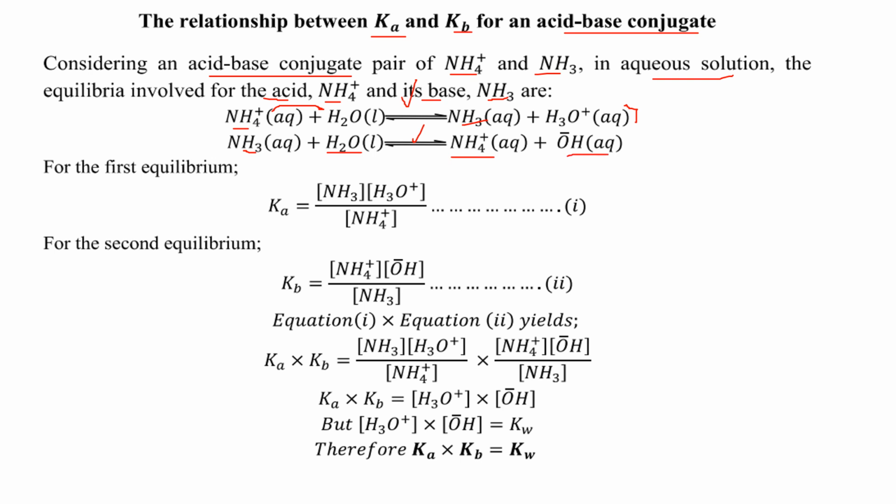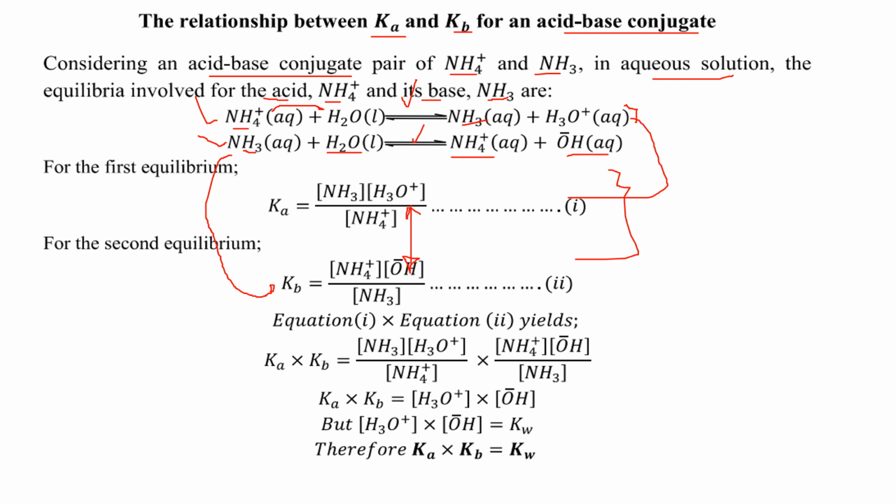However, for the first equilibrium, Ka is going to be given by this for the first reaction. And then for the second reaction, Kb is going to be given by this. This is a conjugate acid, this is a base. So acids always release protons, bases accept protons. So the expressions are going to be represented as follows.